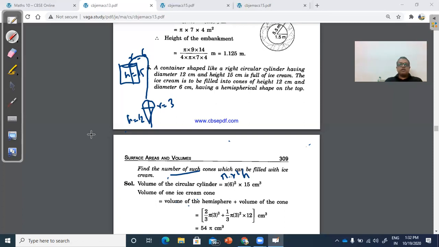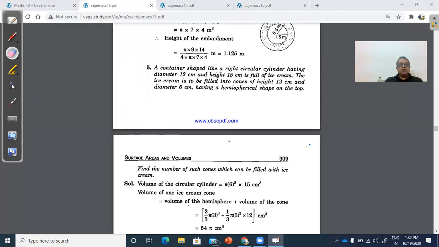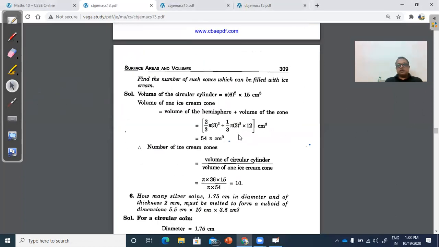I'm going to leave it as pi because later on I know that I can cancel the pi, because as I told you, number of cones that will be possible will be the volume of the cylinder upon volume of one ice cream cone. So this is going to be 36 into 15 pi divided by 54 pi. So pi will get cancelled. And I can cancel this by 9 now. 9 4s are 36, 9 6s are 54, 6 by 3 is 2, 3 5s are 15. So 5 into 2, how many cones will be possible? We'll get 10 cones. We can make 10 ice cream cones out of this total ice cream that was present.